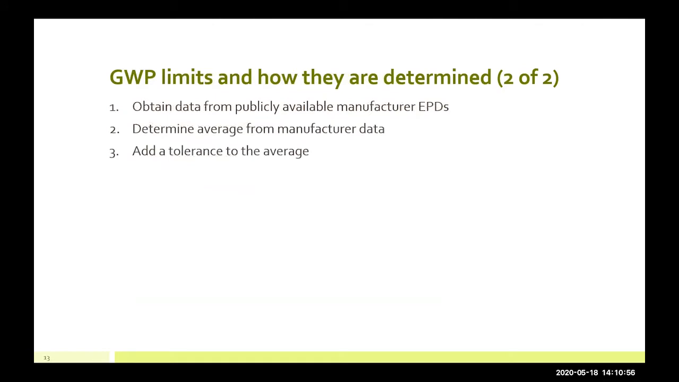And then the team will be determining these limits by following these 3 steps. Our first step is to, of course, obtain as much data as we can from publicly available databases of manufacturer EPDs. Then once we have all the data, we'll determine an average from that data, and then finally add a tolerance at the end to account for any variability that occurs between the GWP values. Next slide.